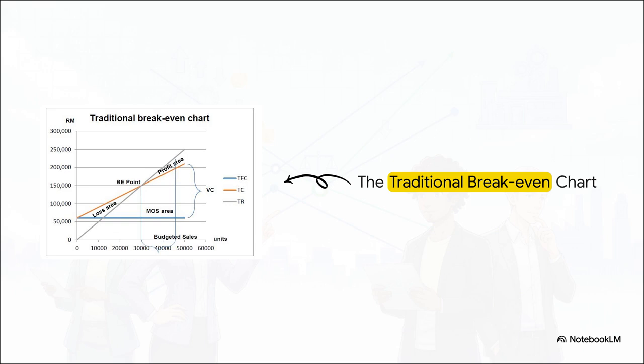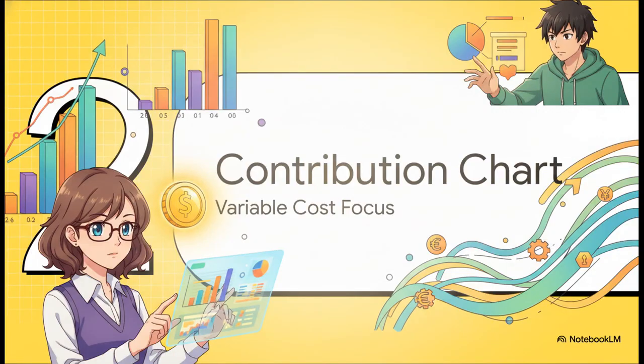And mapping this out brilliantly illustrates that exact 30,000 unit data point as our break-even point. It's the exact spot where the total cost line and the total revenue line completely intersect. Any volume below that intersection, yeah, that's our loss area. But once we push past those 30,000 units, the revenue line rises above the cost line and we have officially entered the profit zone.